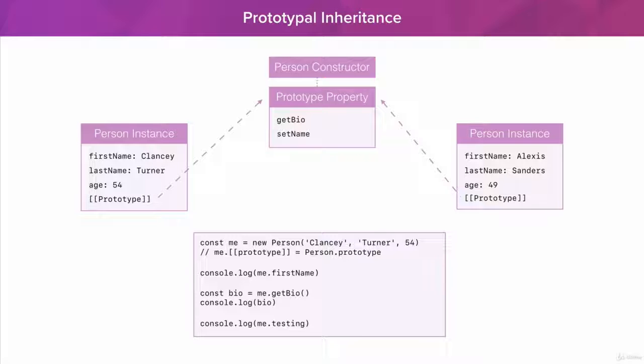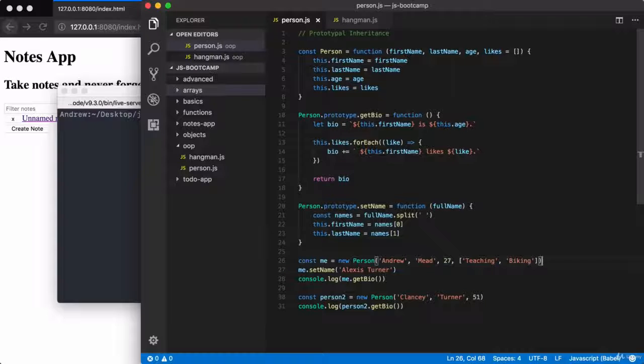So let's jump back into Visual Studio Code. We're back in VSC, and I want to kick things off by talking about that person.prototype object a bit more. We know that all of our instances, in this case me and person2, link to that person.prototype object. It's important to note that any changes made to that object will be reflected in all of our instances, even if the change is made after the instance is created.